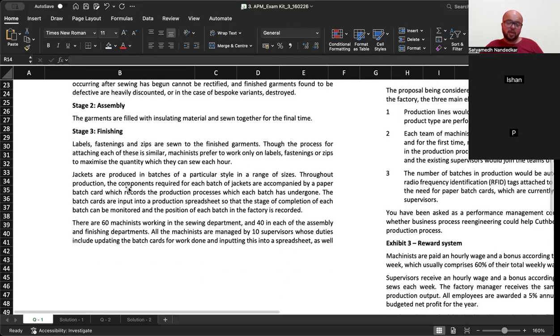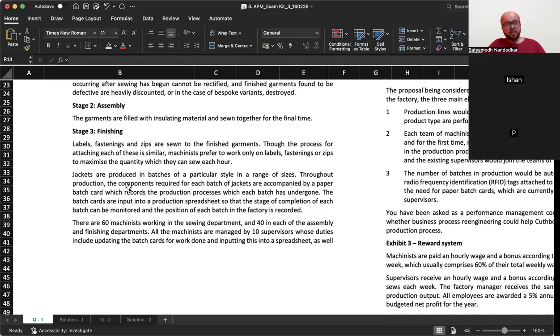Okay. Jackets are produced in batches of a particular style in a range of sizes. Throughout production, the components required for each batch of jackets are accompanied by a paper batch card which records the production process which each batch has undergone. The batch cards are put into a production spreadsheet so that the stage of completion of each batch can be monitored and the position of each batch in the factory is recorded.